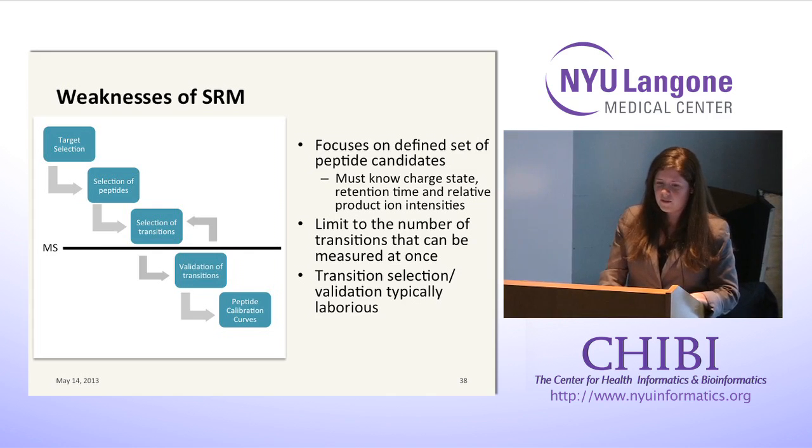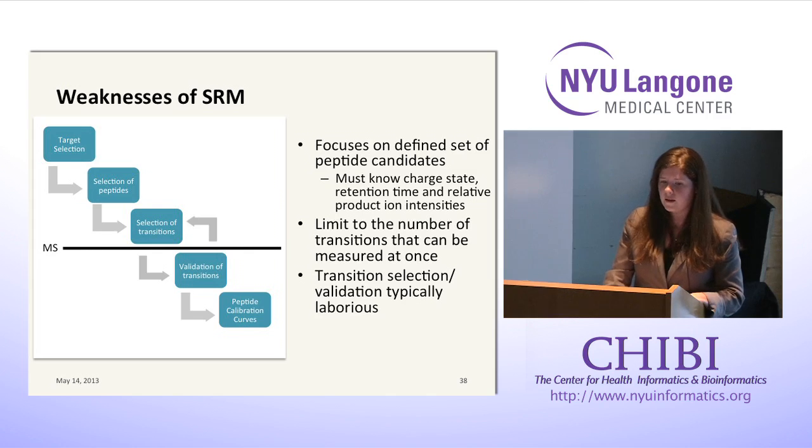So here's just the method workflow of SRM. We select our protein, and then we select our peptide. And we have to select this peptide. So that is one sort of issue. You have to be careful about what peptide you select. We'll talk a bit about that.